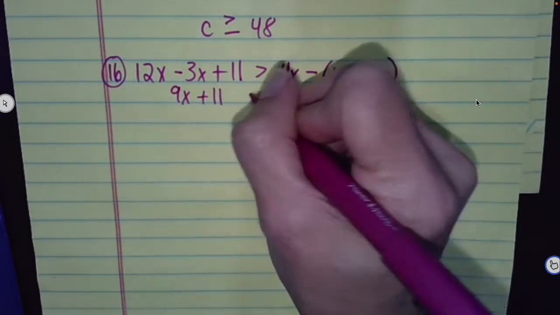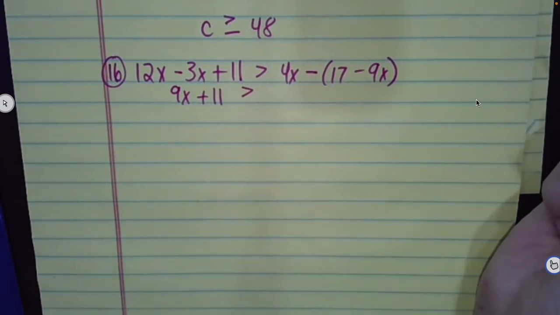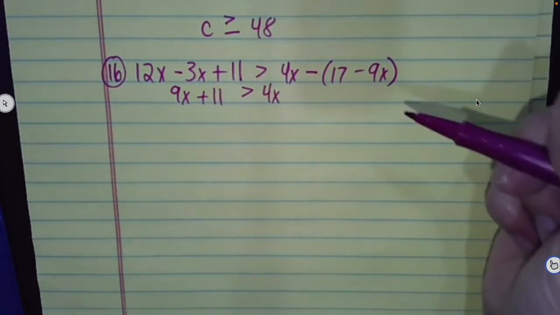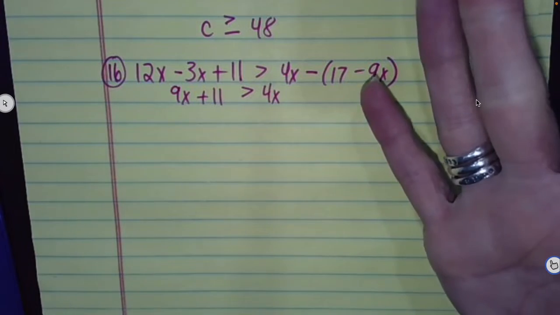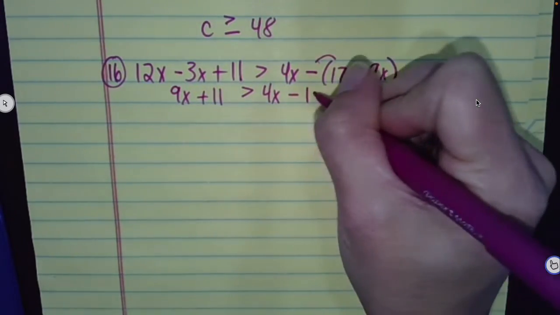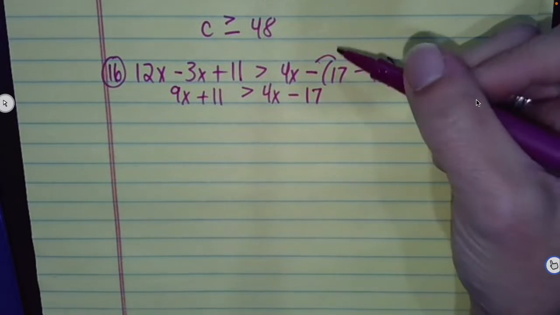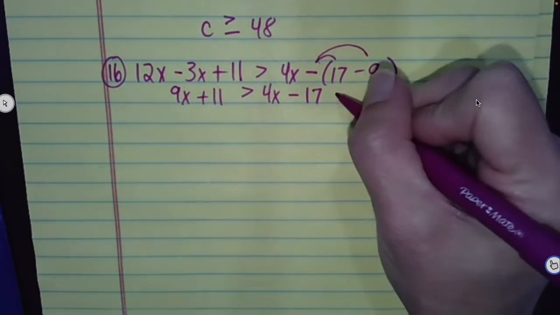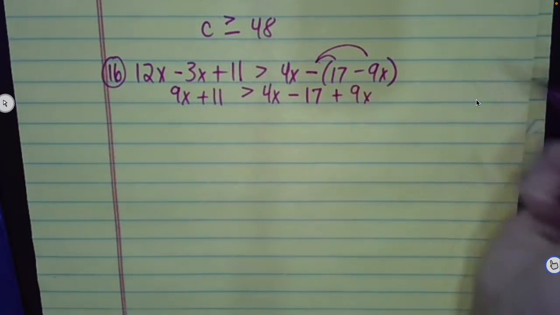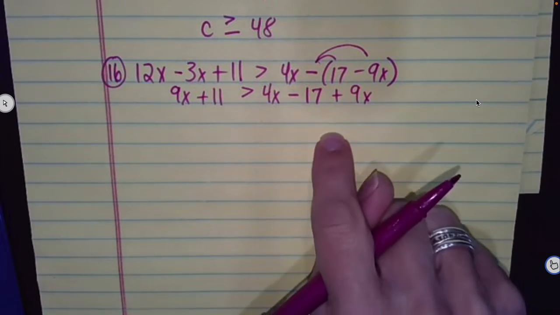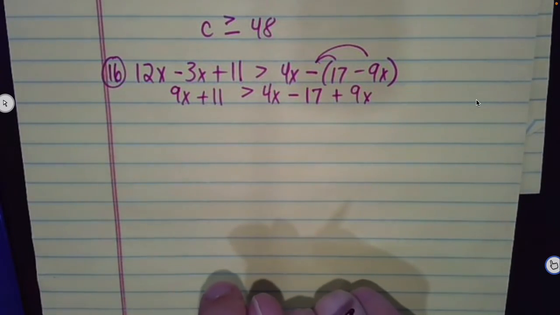Yes, ma'am. Then here's my greater than sign. Now, I'm going to bring down my 4x, but I must distribute. It's basically a negative or a minus. So that becomes a minus 17. And what is this negative times basically another negative? So that's a plus 9x. That minus sign changes both of those to the opposite.